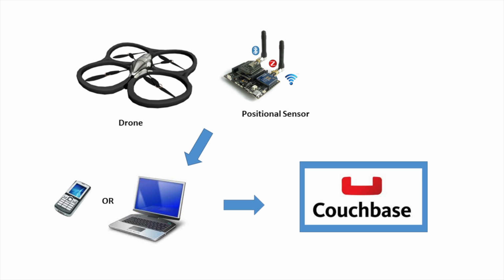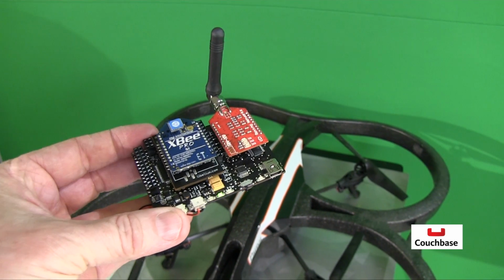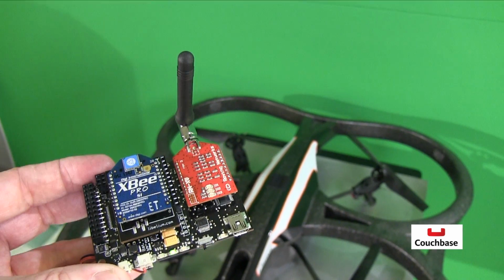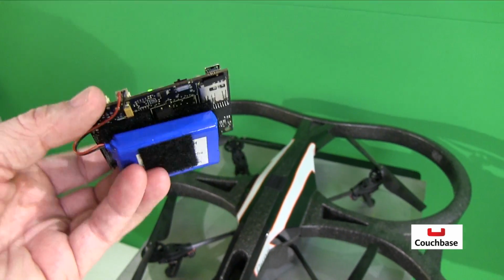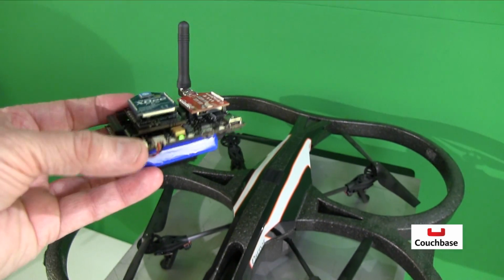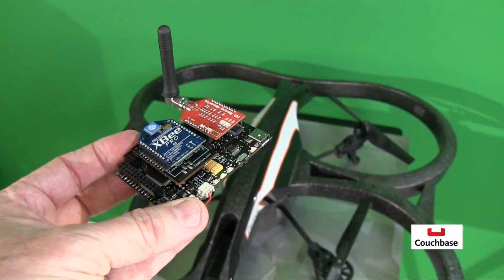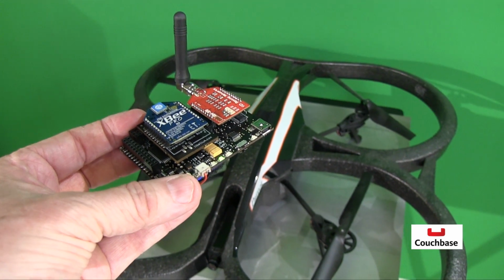I'm using an Arduino-style embedded system that sends position data via local Wi-Fi network to a host system running Couchbase. So this is the Arduino system. It's got an onboard XBee and Wi-Fi module, lithium-ion battery. So it's running a small version of Linux. It's not running Couchbase Lite. It does what it does best.